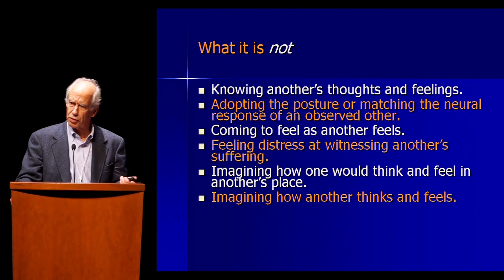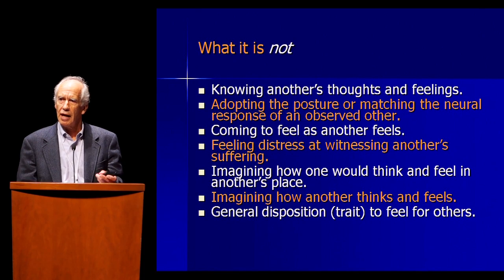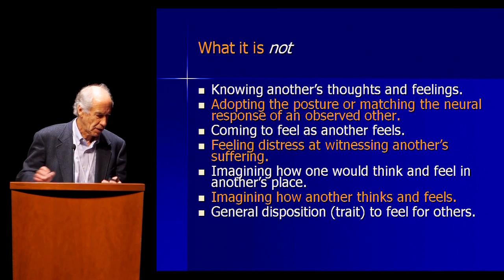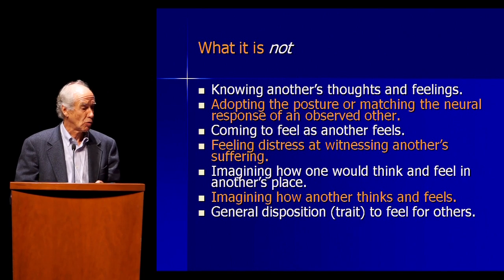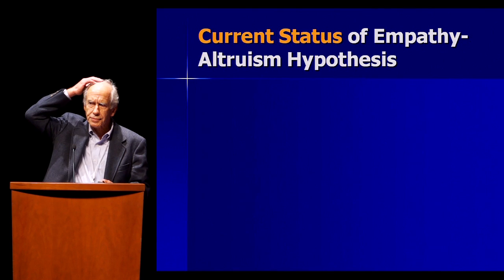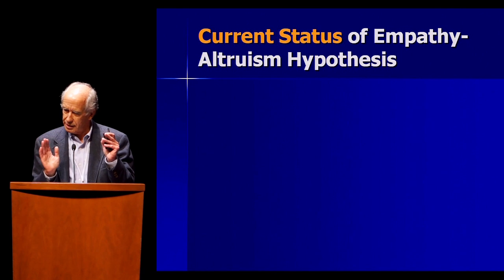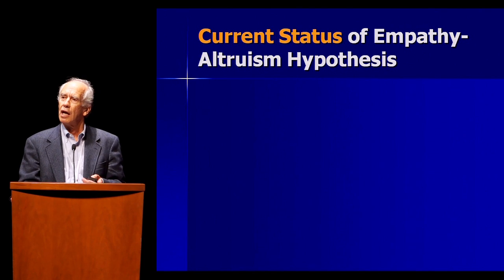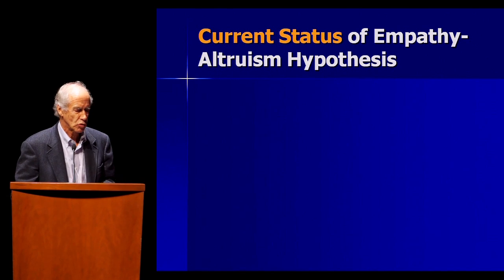It's also not a general disposition or trait. There may be such traits. That's not what I'm talking about. I'm talking about empathy as a feeling in a given situation, not a disposition to feel. That may very well exist. It's just not what's in the definition. So if we go back to this hypothesis, then, that empathic concern as defined, this other-oriented feeling for, produces altruistic motivation, a motivational state with the ultimate goal of increasing another's welfare.